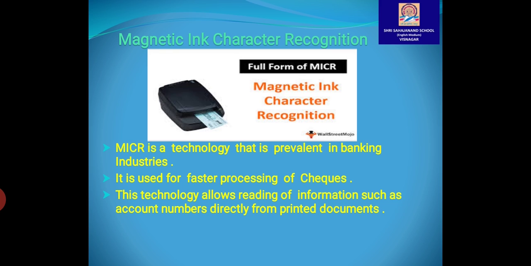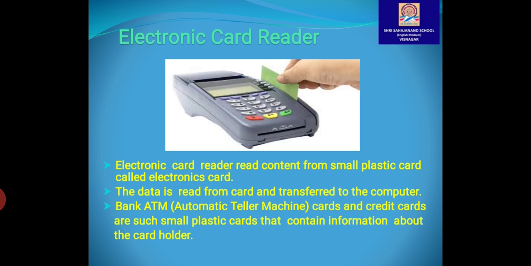Now the next one is electronic card reader. An electronic card reader reads content from a small plastic card called an electronic card. This data is read from the card and transferred to the computer. Bank ATM (automatic teller machine) cards and credit cards are such small plastic cards that contain information about the card holder. The information about current transactions is added through the card reader device.